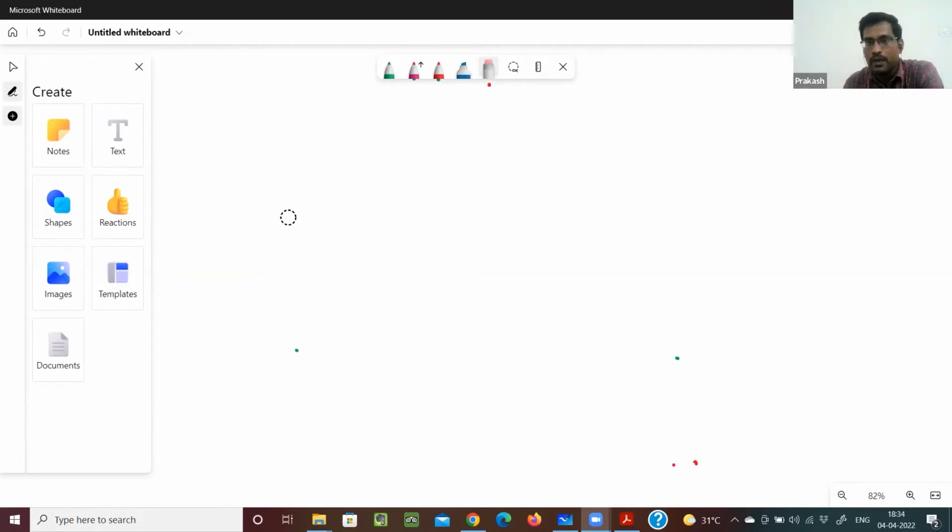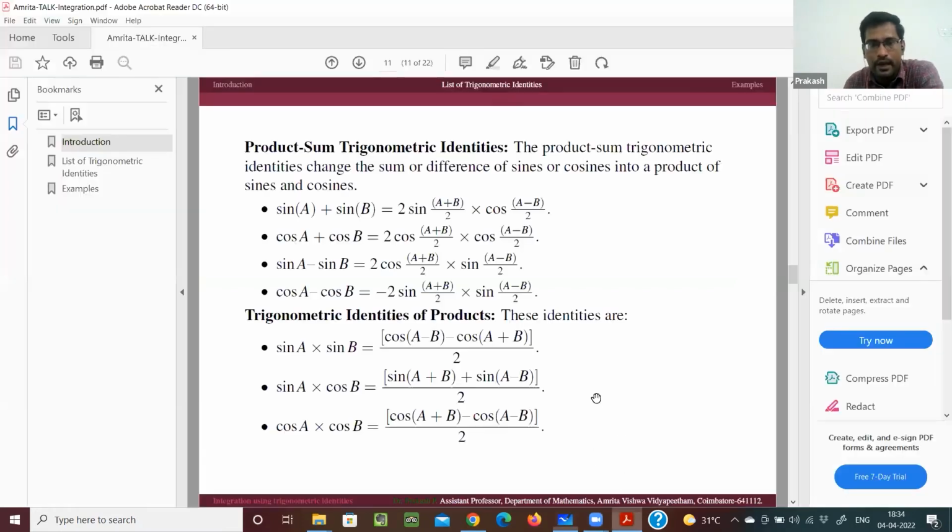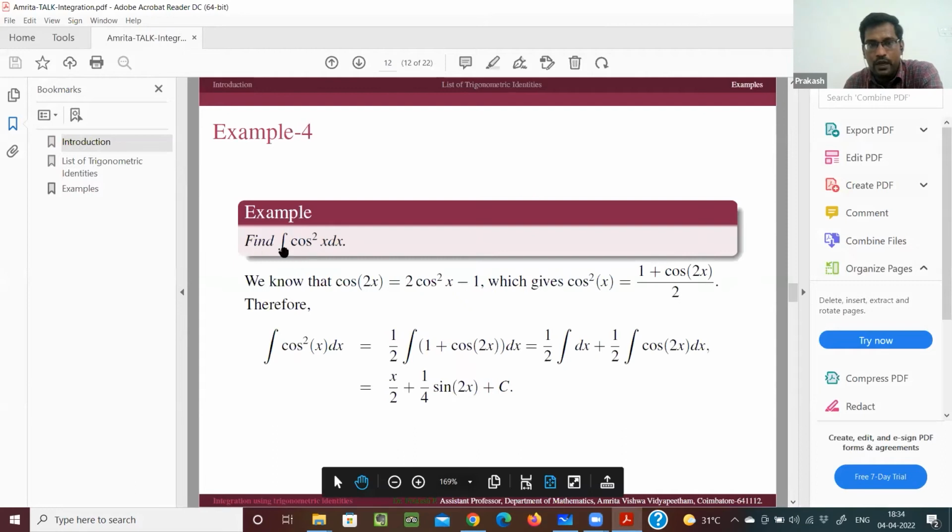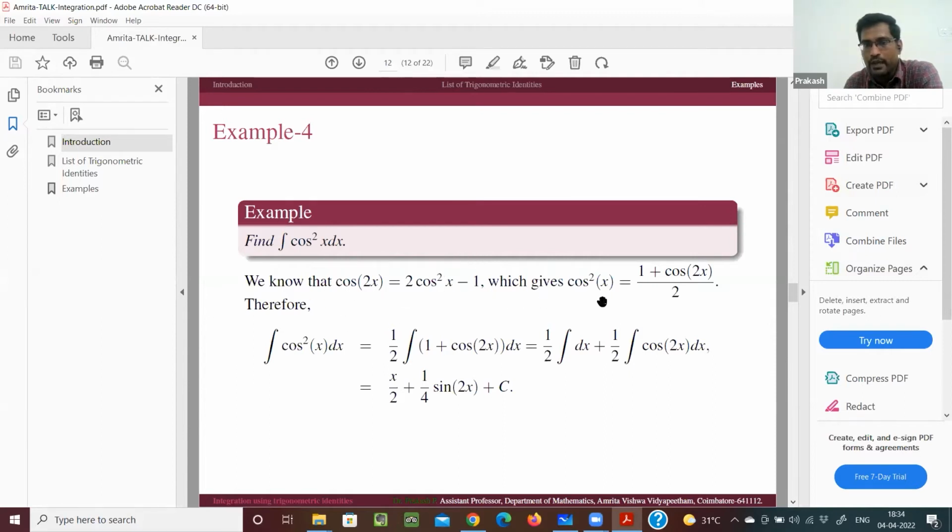For example, I will take some other problem. The next problem, this example I have already mentioned: the integral of cos square x dx. We only need to know the cos 2x formula. If you know the cos 2x identity, then we can rewrite cos square x equal to 1 plus cos 2x by 2. Just substituting here, we can easily evaluate that integral value. That is nothing but x by 2 plus 1 by 4 sin 2x plus c.